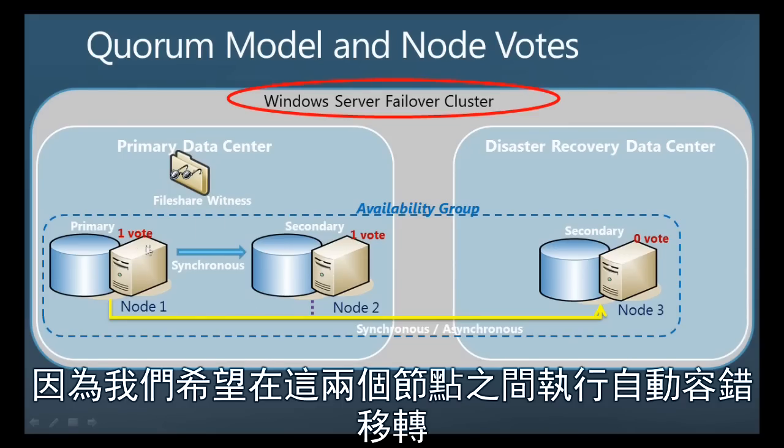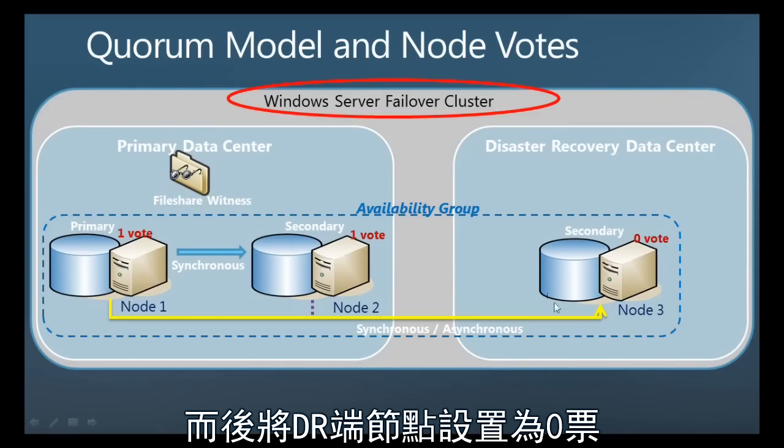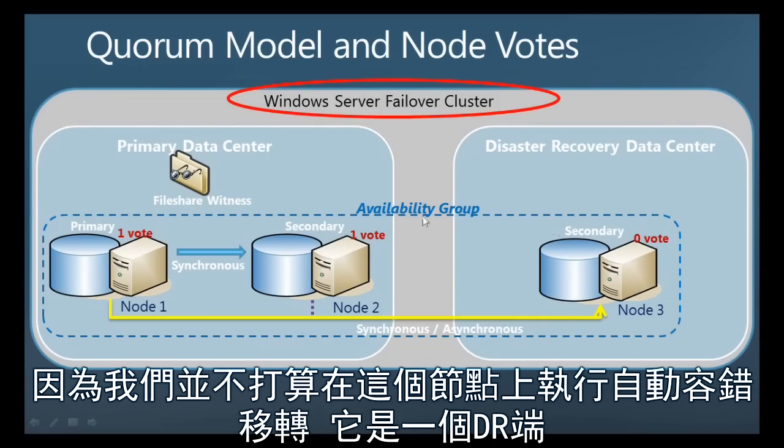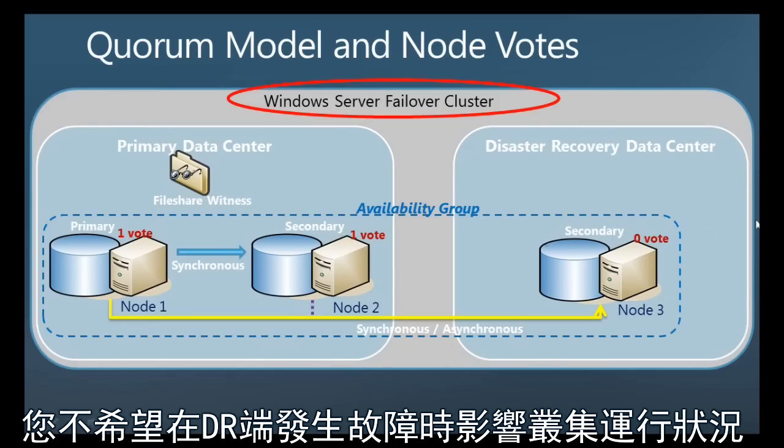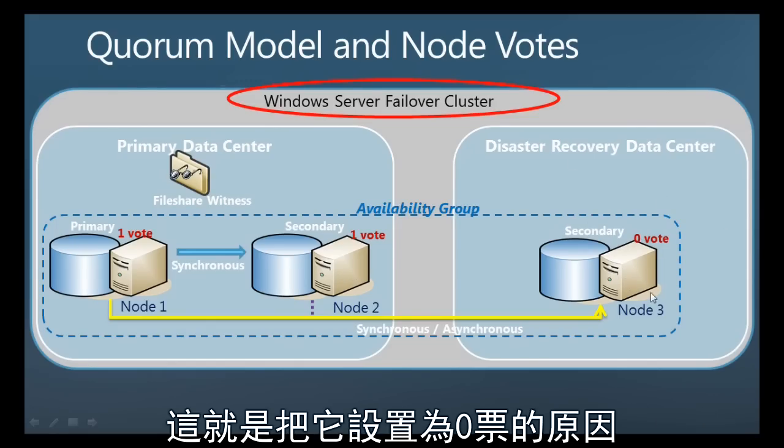failover between these two. We give the DR side node 0 vote because we don't have a plan for automatic failover on top of that, and it's a DR side. You do not want the DR side to impact your cluster health status if you lose your DR side. So that's why I gave a 0 vote.